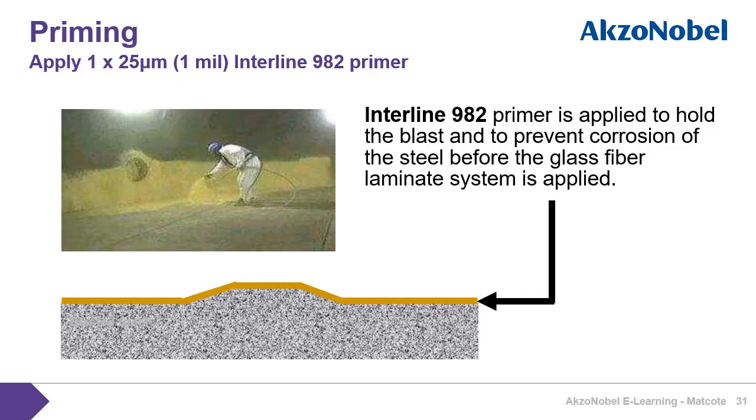So first of all, the primer. Our recommendation is 125 micron or 1 mil coat of Interline 982. Now with a blast profile of 50 to 100 microns, this will not cover the full blast profile, and you may see some gingering of the steel. However, in our experience, this still provides the best surface for the laminate system to be applied. Other options are available, but please contact your local lining specialist to discuss further.